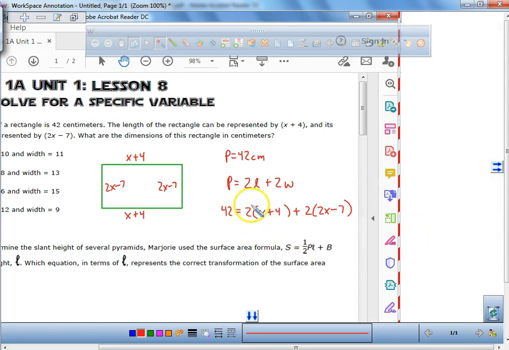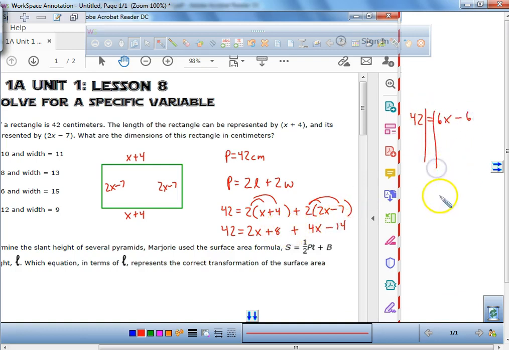All right, so let's go ahead and distribute. 2 times x is 2x. 2 times 4 is 8. 2 times 2x is 4x. 2 times negative 7 is negative 14. Let's combine some like terms. What's 2x and 4x added together? We get a total of 6x. 8 minus 14 is negative 6.